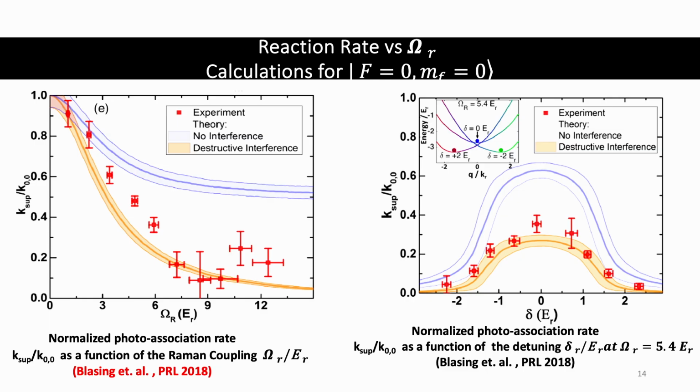And then when they look at the experimental results, they look at the rate of this chemical reaction as a function of the Raman coupling between the states, or as a function of the Raman detuning. And you see the destructive interference. These are the experimental results. The yellow one is the destructive interference. And this is the theory part, no interference. And you can see clearly that this superposition of the initial state leads to destructive interference, and there is no outcome in this process.